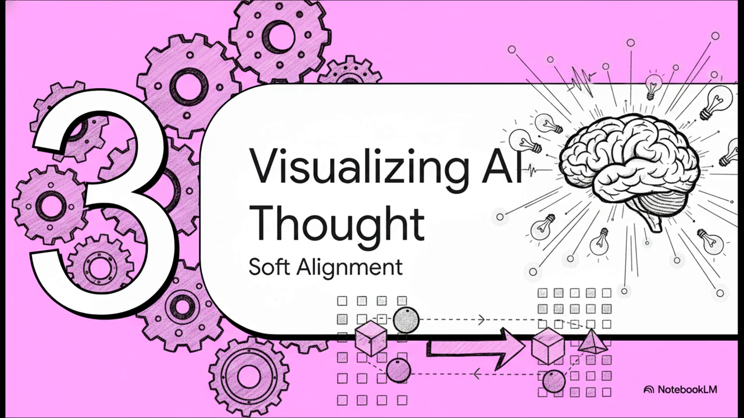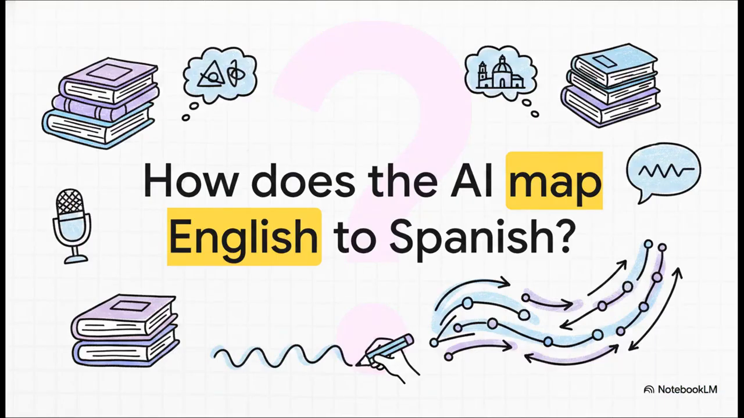Section 3. Visualizing AI thought through soft alignment. This is where things get really fascinating. I want you to actively think about this question. How does the AI actually map English to Spanish?